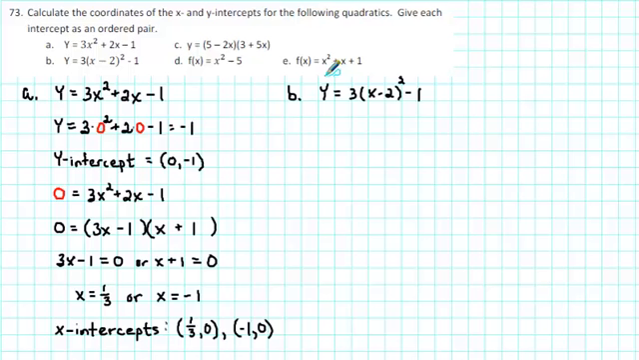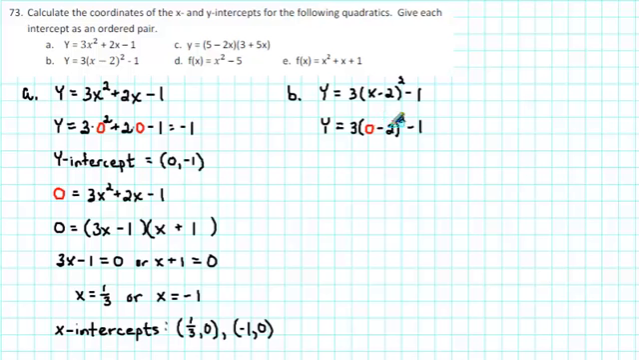For b, we have the quadratic function y is equal to 3 times the square of x minus 2, minus 1. We use the same strategy to find the intercepts. To find the y-intercept, we let x be 0 and then we evaluate.